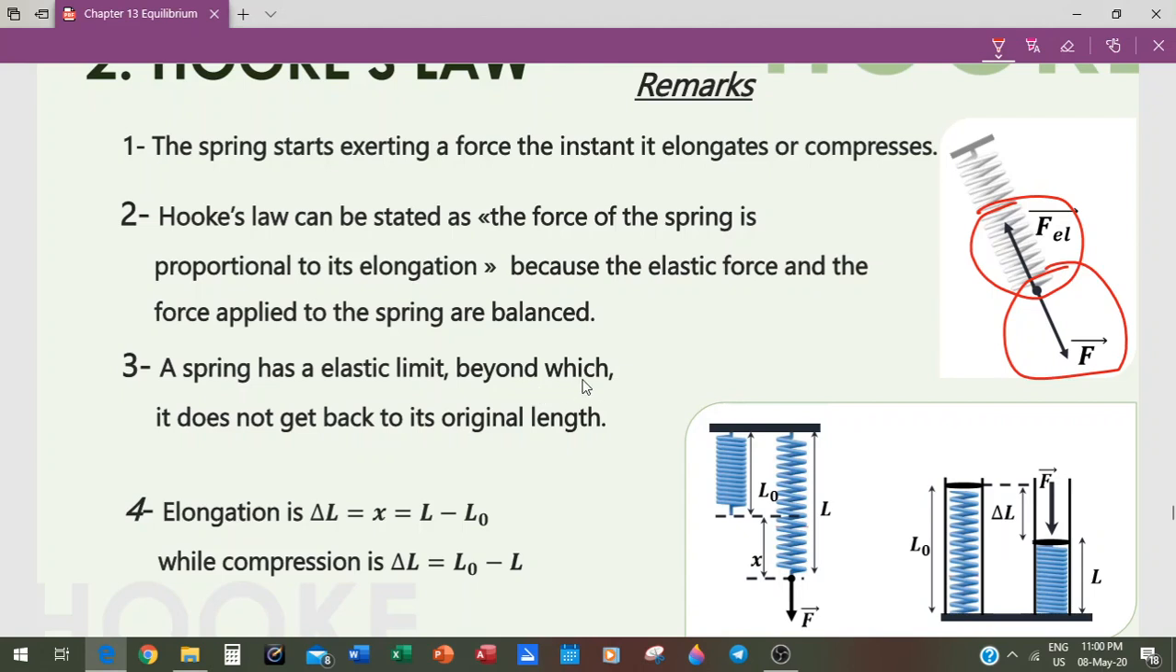A spring has an elastic limit beyond which it does not get back to its original length.